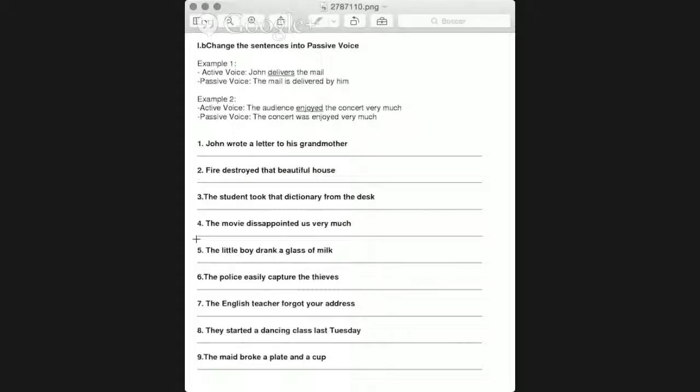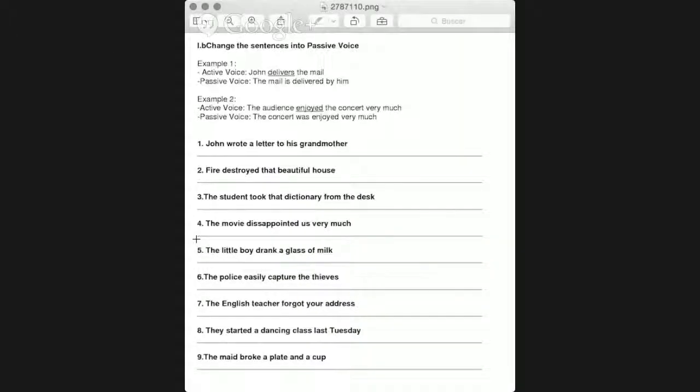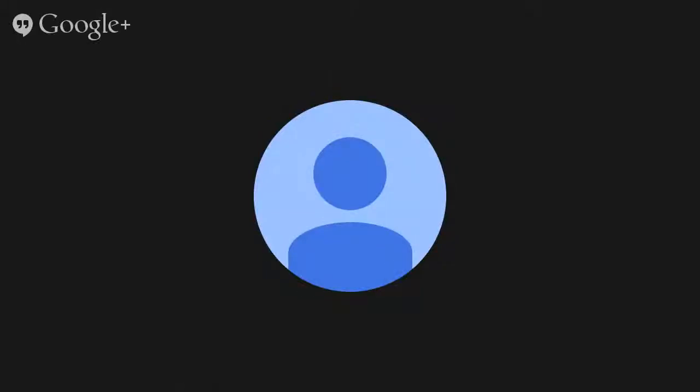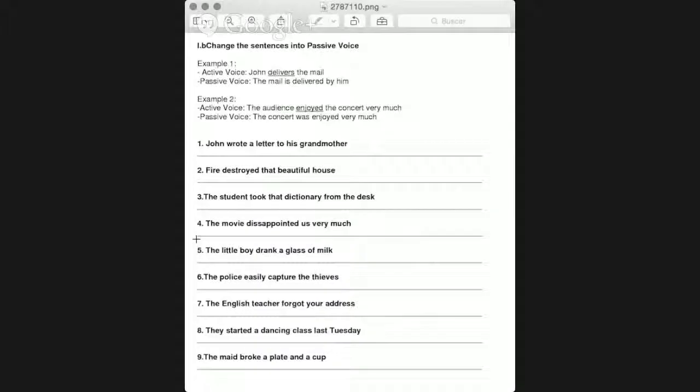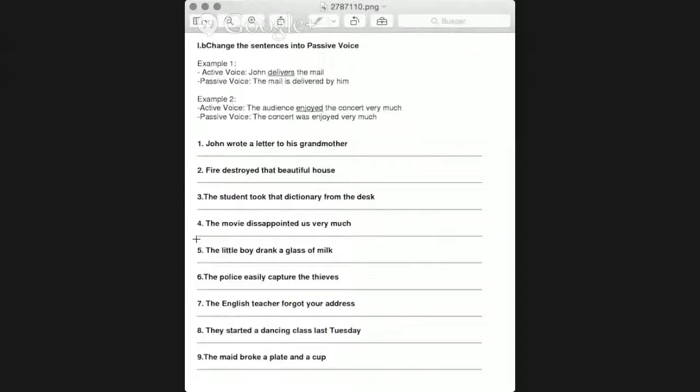Okay, number 5. The little boy drank a glass of milk. Good. How would we change that into the passive voice? A glass of milk was drunk. Good. Drunk. It's a tricky irregular verb. Good. It was drunk by the little boy, right?